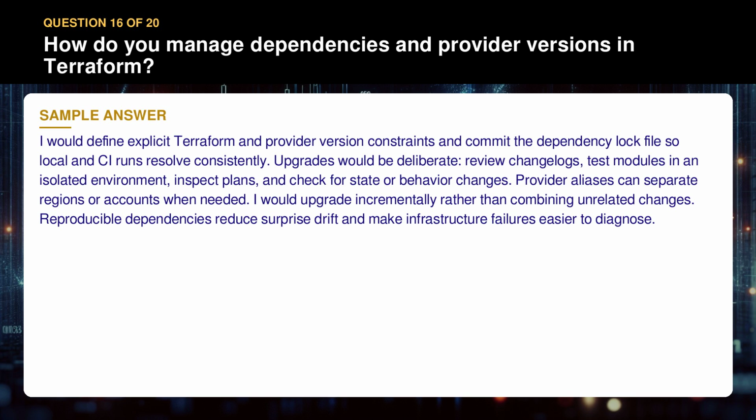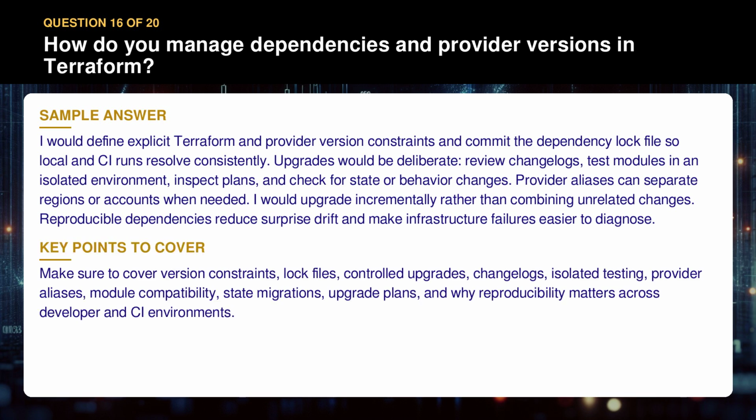Provider aliases can separate regions or accounts when needed. I would upgrade incrementally rather than combining unrelated changes. Reproducible dependencies reduce surprise drift and make infrastructure failures easier to diagnose. Make sure to cover version constraints, lock files, controlled upgrades, changelogs, isolated testing, provider aliases, module compatibility, state migrations, upgrade plans, and why reproducibility matters across developer and CI environments.